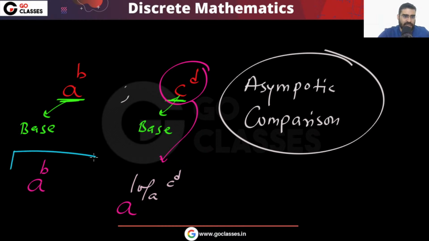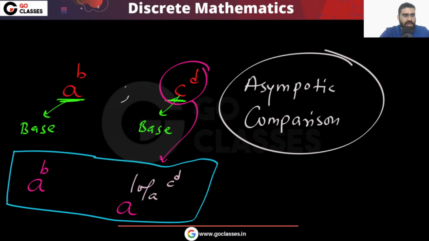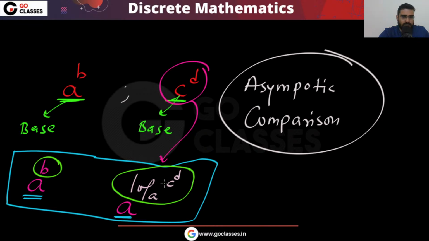This is the correct way, the mathematical way. Now you have the same base a, and you just have to compare this exponent with this exponent. So tell me, did you understand this method? Let me know.